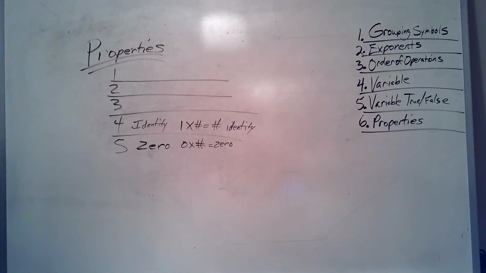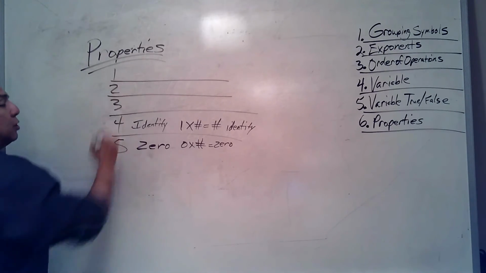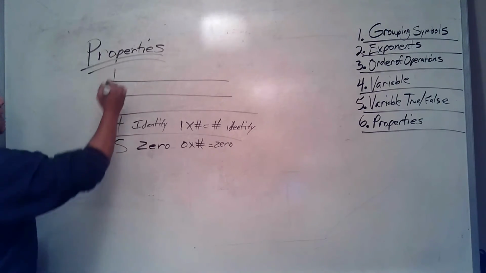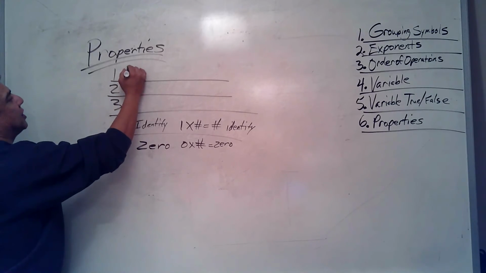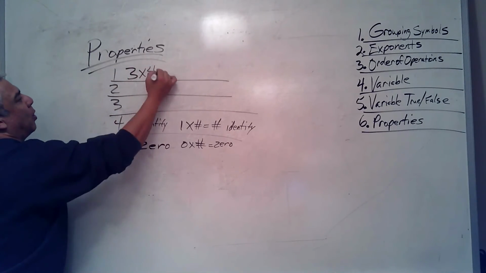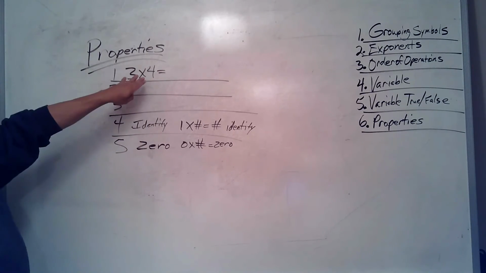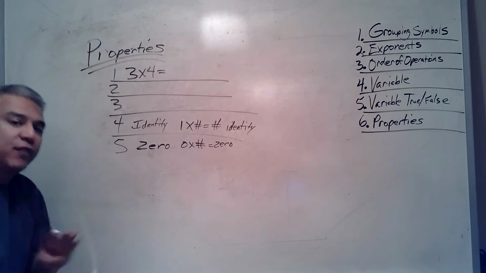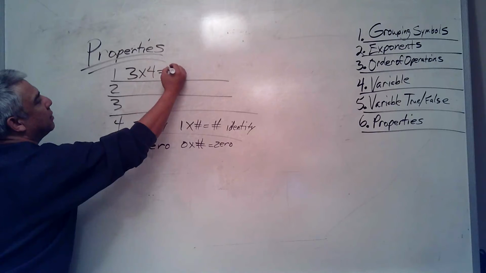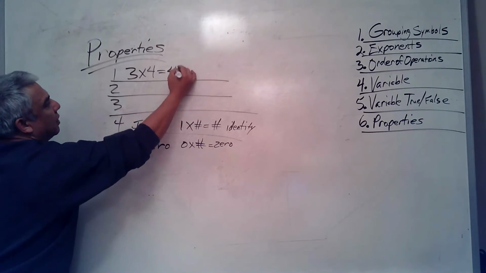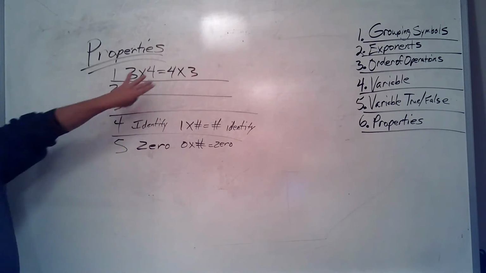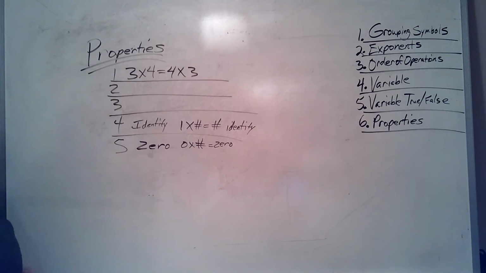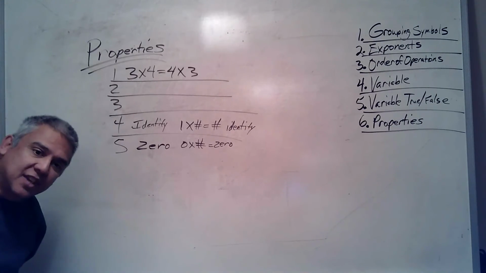Okay, now when we were doing that, it said commutative property. Do what with those factors? Yeah, flip-flop those factors. So if I said something like 3 times 4 is equal to, well, what do I got to do to that 3 times 4? I got to flip-flop those factors. So who's going to be first now? The 4. 4 times 3. I'm just flip-flopping those factors. Ooh, okay. Commutative property. Flip-flop those factors.